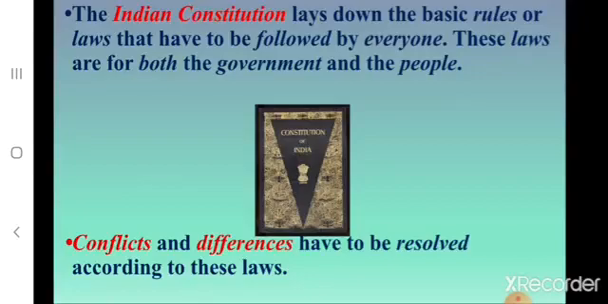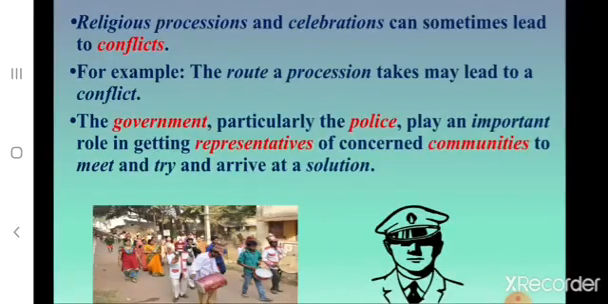to these laws. Children, what can lead to conflicts? Here we can see that religious processions and celebrations can sometimes lead to conflicts. For example, the route a procession takes may lead to a conflict. So the government, particularly the police, play an important role in getting the representatives of concerned communities to meet and try and arrive at a solution.